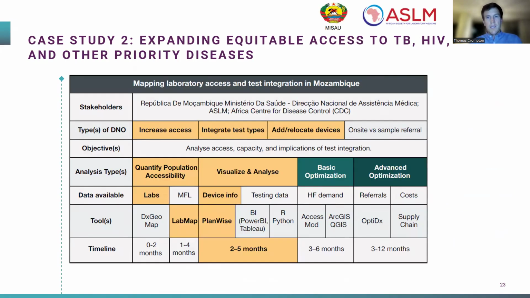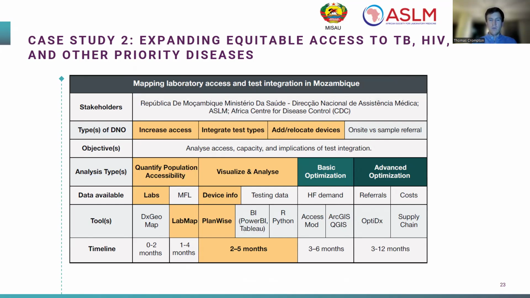Next case study was in Mozambique, and this is looking at expanding equitable access to TB, HIV, and other priority diseases. So here they had multiple types of DNO they looked at. So they wanted to increase access, integrate test types, and potentially add or relocate devices. And the objectives were to analyze access, capacity, and the implications of test integration. And so for this one, they did a population accessibility analysis and visualize and analyze. They had information on where the laboratories were and device information. So what types of devices, how many modules, and where they were.